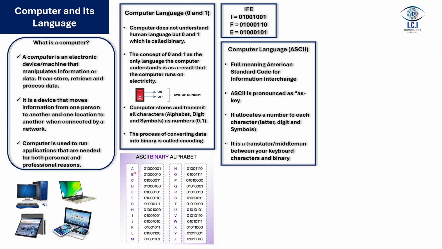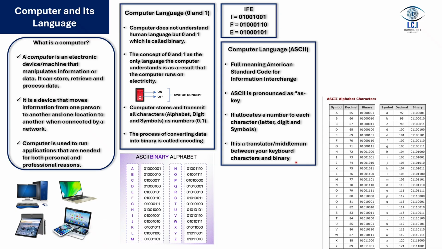So for this A, this A has a particular number it is allocated to. That number will now be converted to binary. The ASCII is a translator, or we can call it a middleman, between your keyboard character and binary. So when you type Y on your keyboard, it translates it to the ASCII number. Then the ASCII number translates itself down to the binary. So the computer does all those processes. Let me show you what I'm saying.